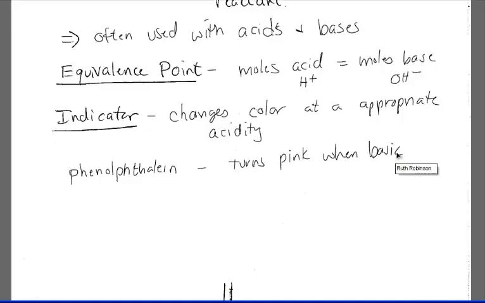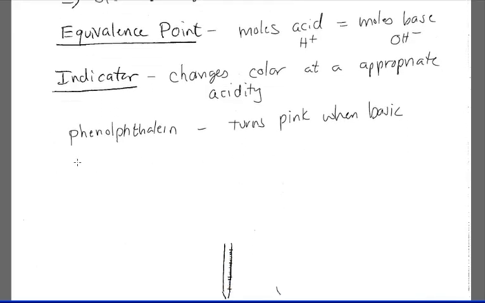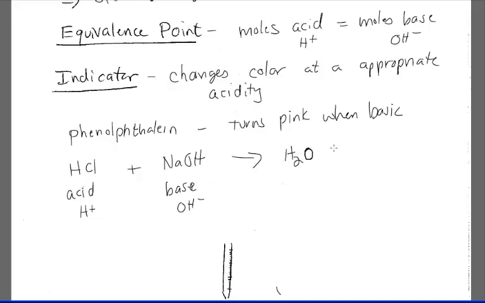All right, so let's look at an example reaction. An acid, HCl, hydrochloric acid, will react with a base, sodium hydroxide. HCl provides a source of H+. Sodium hydroxide provides a source of OH-. That makes them an acid and base. And the H+ and OH- become water, and the leftovers are sodium chloride.